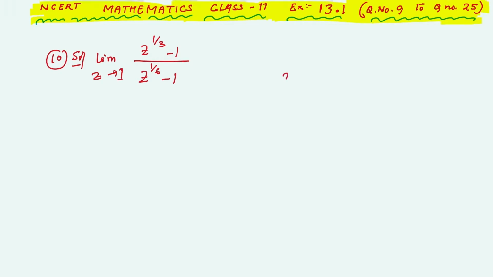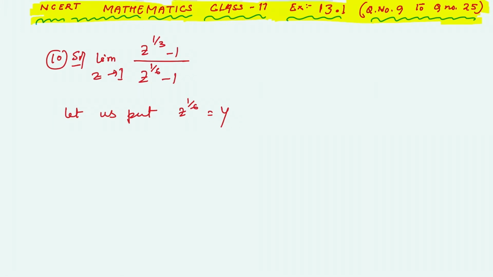For z equal to 1, z to the power 1 by 6 minus 1 will be equal to 0 if you put 1 here. 1 to the power 1 by 6 is 1, 1 minus 1 is 0, the denominator becomes 0, so we cannot put 1 directly. So what to do in this case? We need to simplify. So let us put z to the power 1 by 6 equal to y. So we have put this one as y.